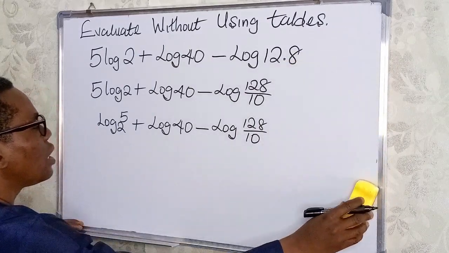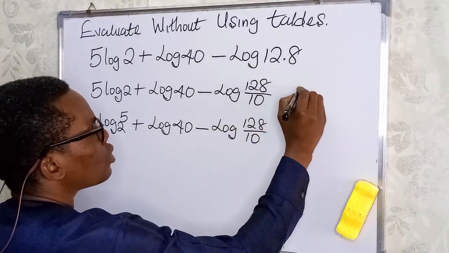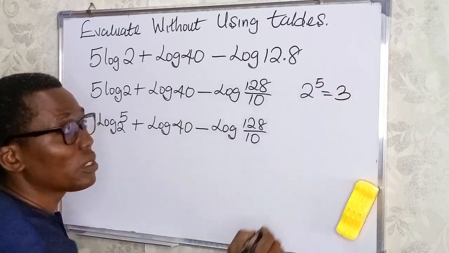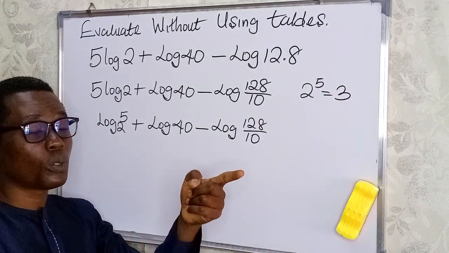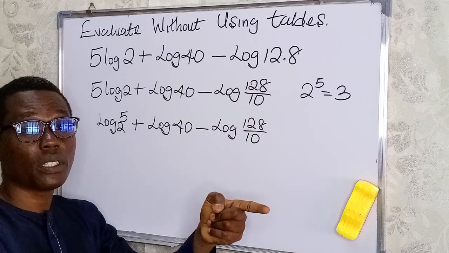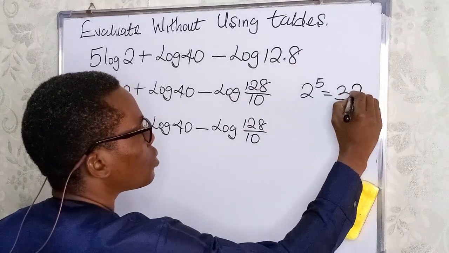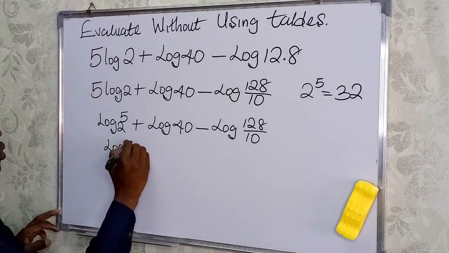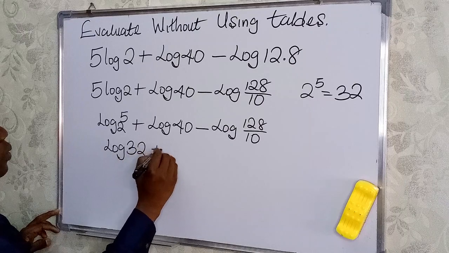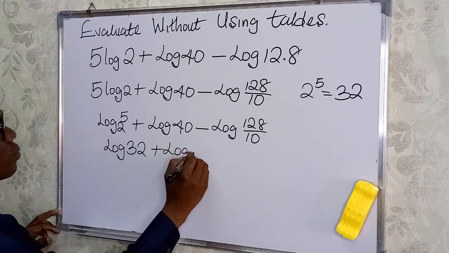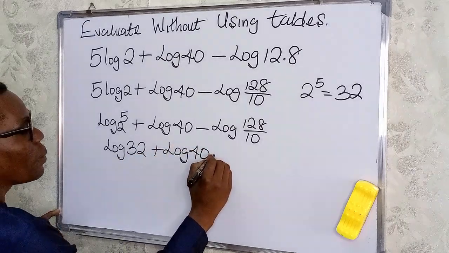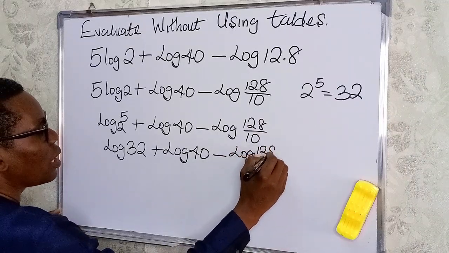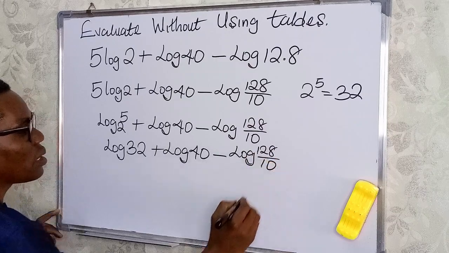Now, having done that, you come to see that 2 to the power of 5 is 2 times 2 times 2 times 2 times 2, five places, which is going to give us 32. Great. So that means we can replace this with log of 32 plus log of 40 minus log of 128 divided by 10. Great.